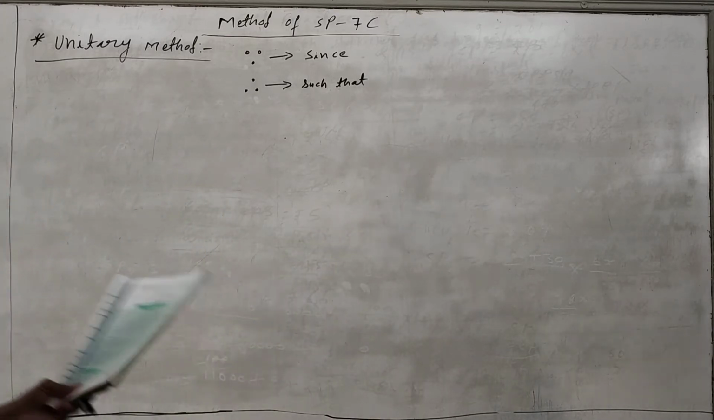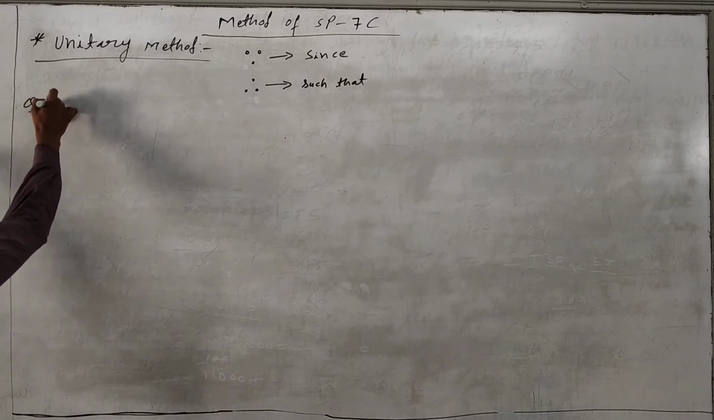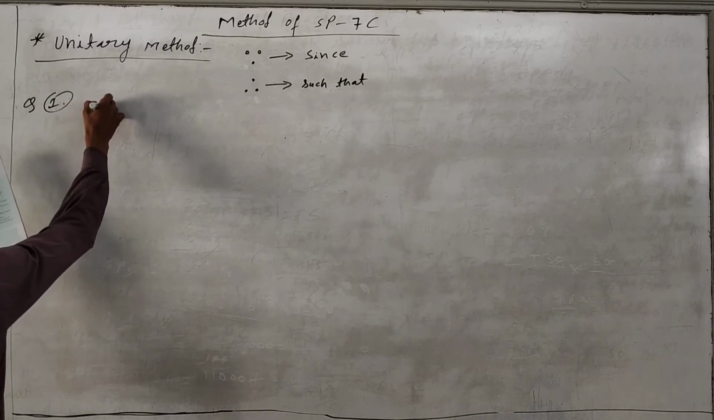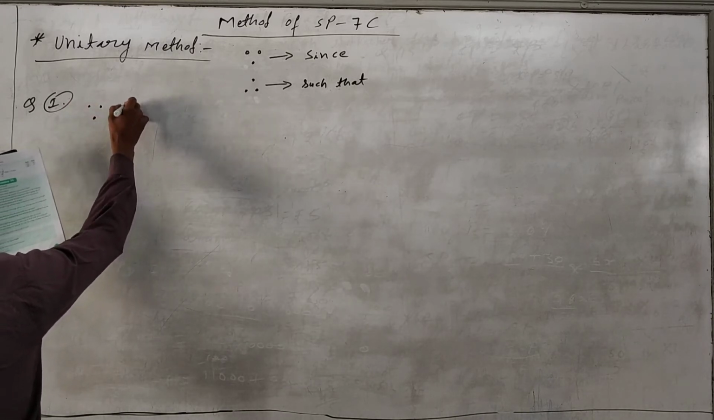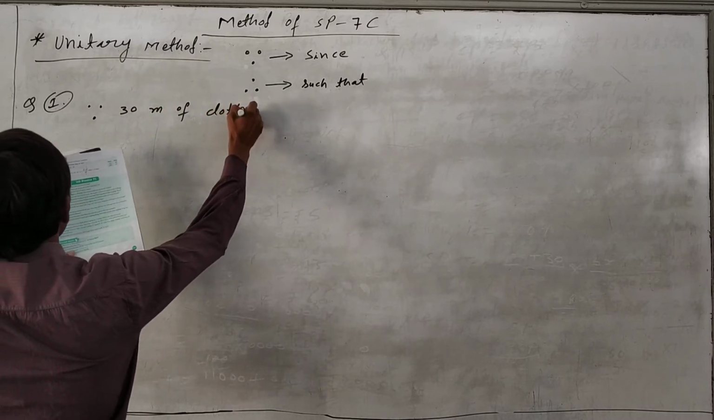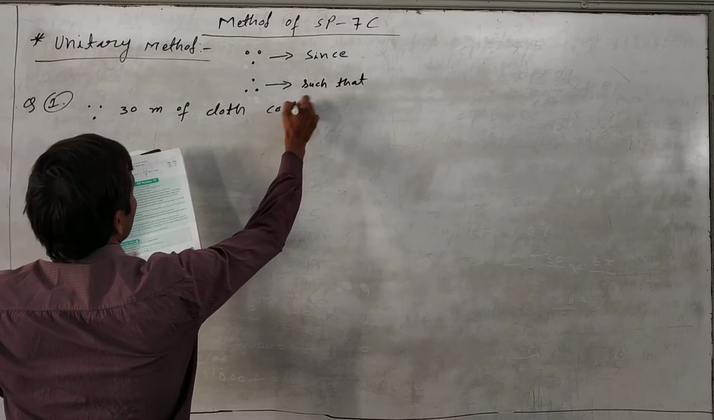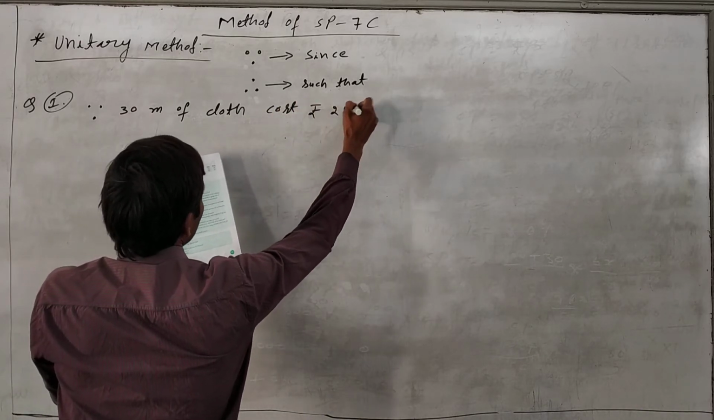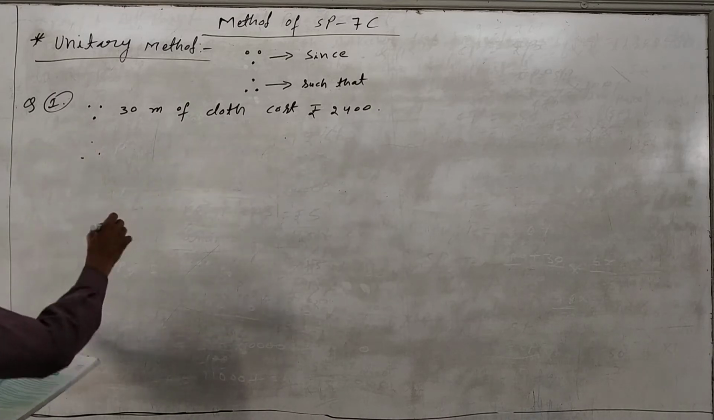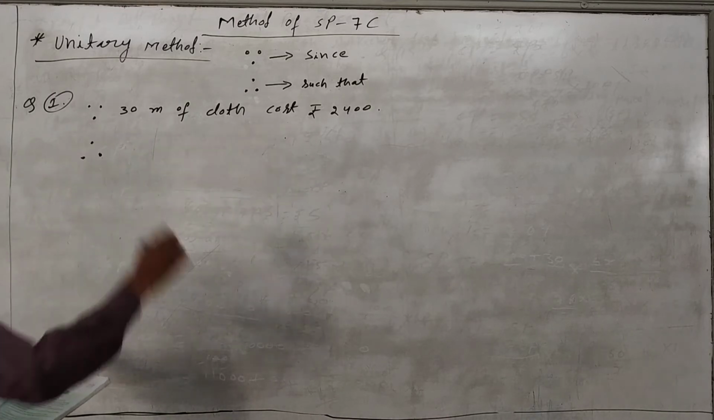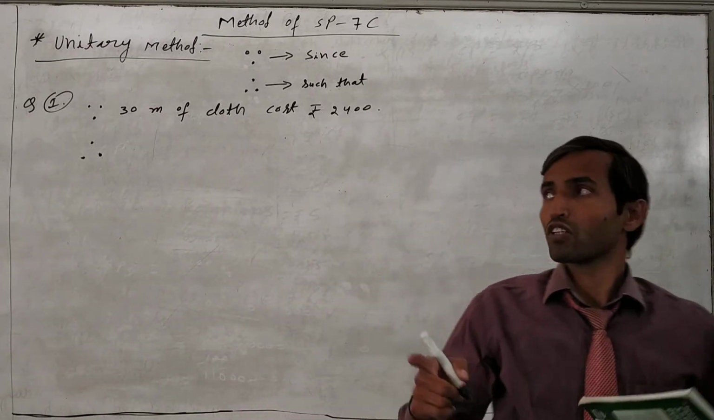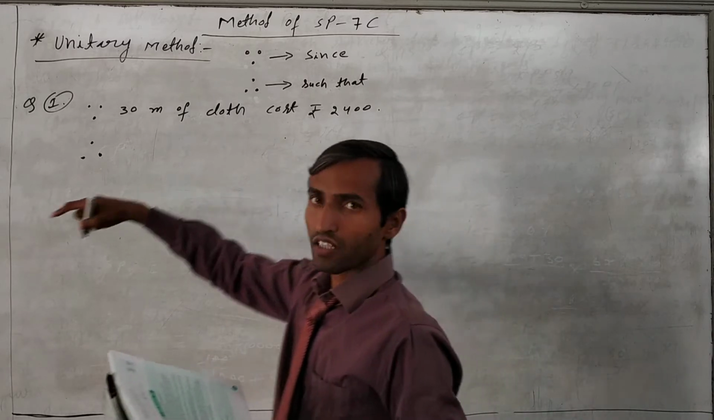In this question, they have given the cost for 30 meter cloth. So just write down here: Since 30 meter of cloth costs rupees 2400. This one is the "since". Such that, now we have to find for 1 meter of cloth, because it is the unitary method. In the unitary method we go for 1 unit, then we find for the other number.